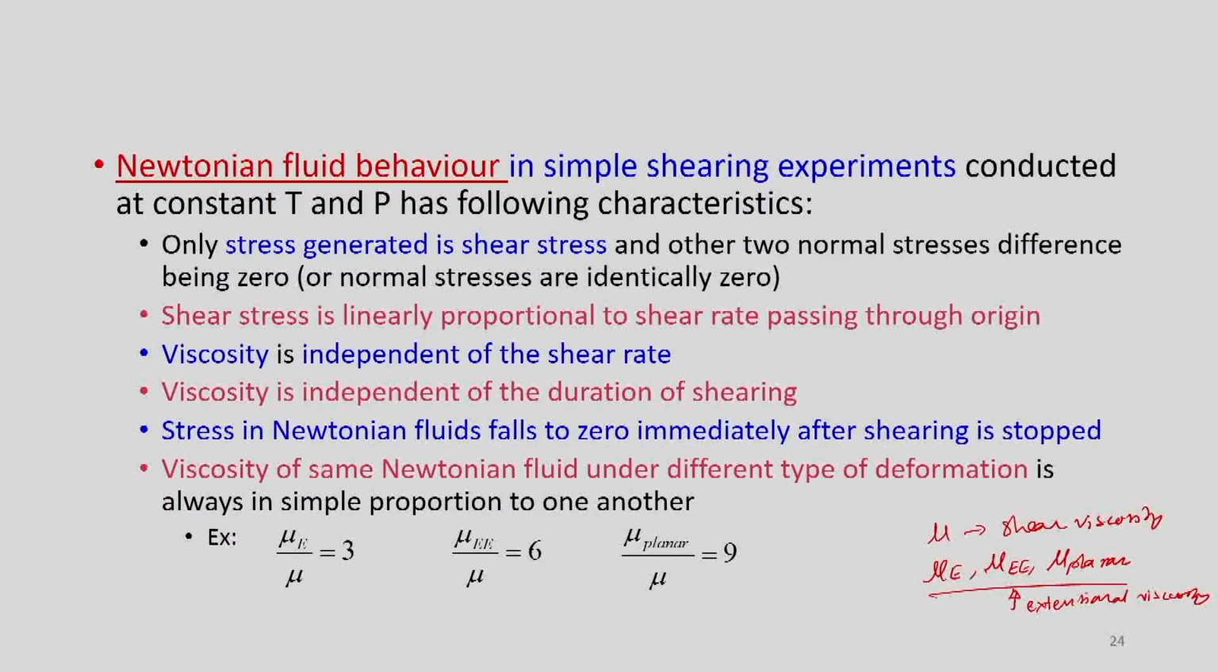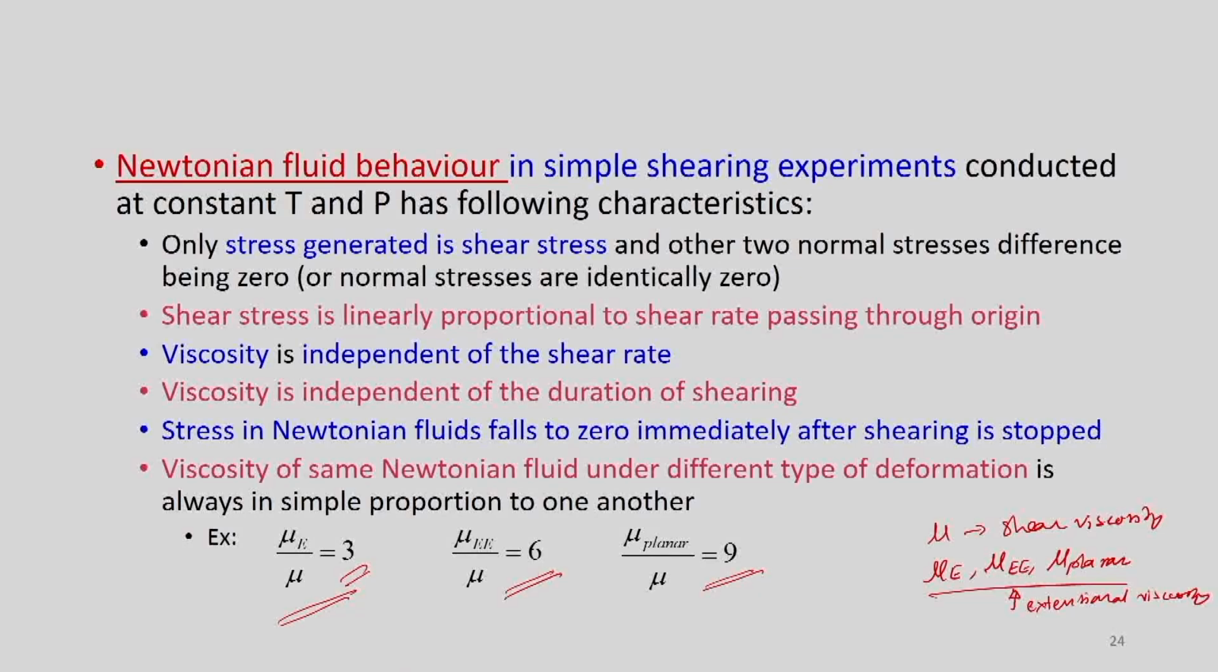Let us say you do the elongation or extension in one direction. Then mu E, that is the one-directional elongation viscosity, divided by the shear viscosity mu would always be 3. Similarly, if you do bidirectional elongation, this ratio would be 6. If you do planar extension, that is in all possible directions, then the ratio is 9. These kinds of constant ratios you cannot in general find for non-Newtonian fluids.